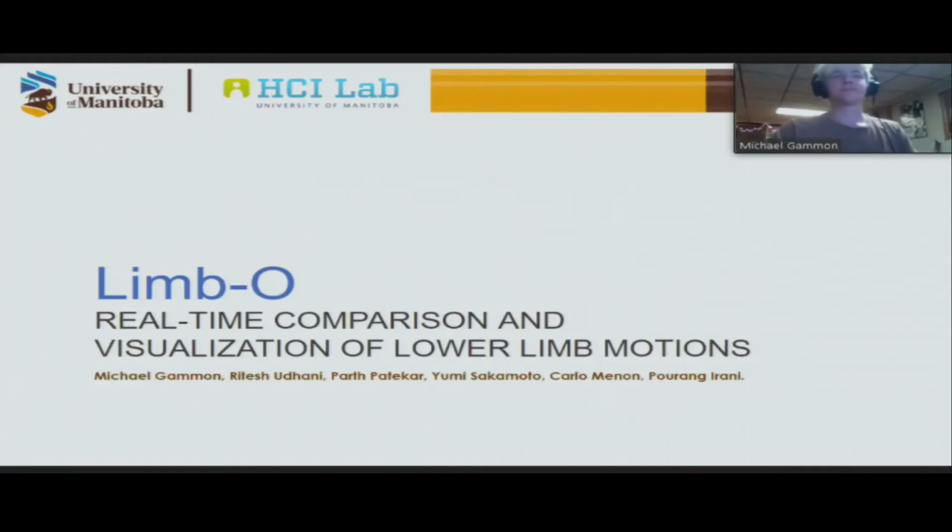Good morning, everyone. My name is Michael Gammon from the University of Manitoba, and today I'm going to be presenting our research on limbo, which is about the real-time comparison and visualization of lower limb motions in humans.